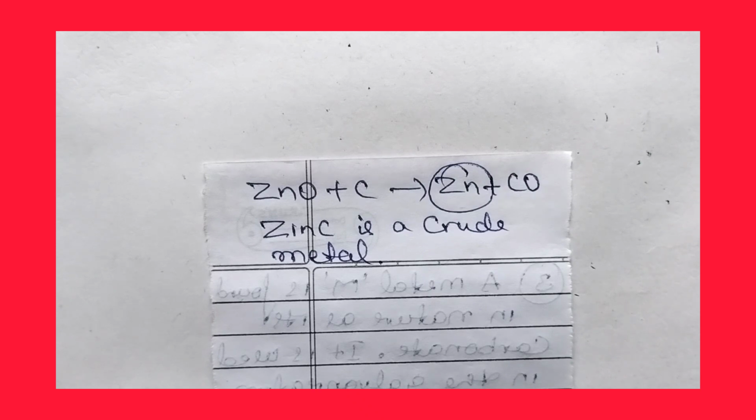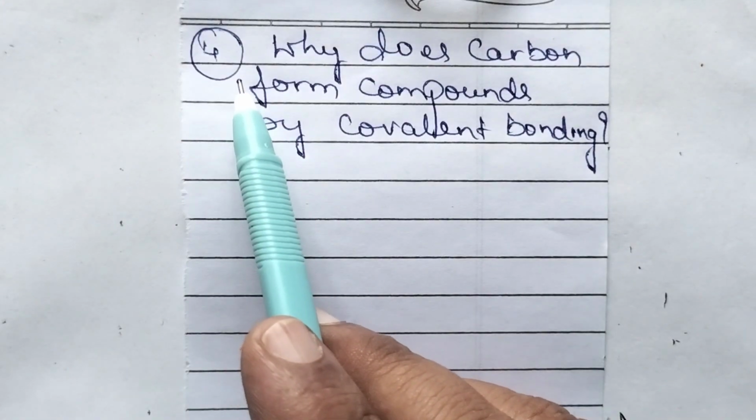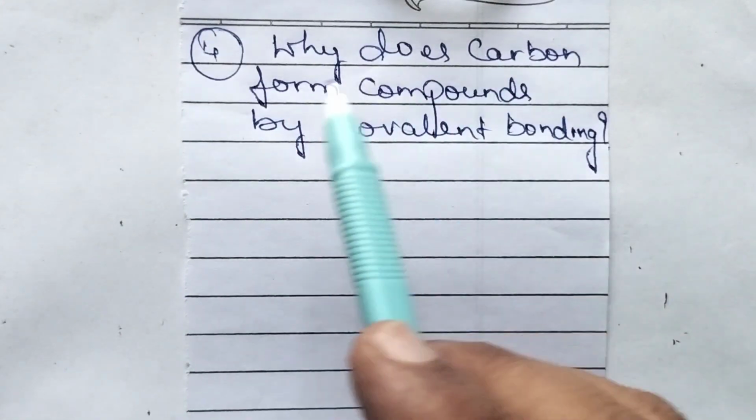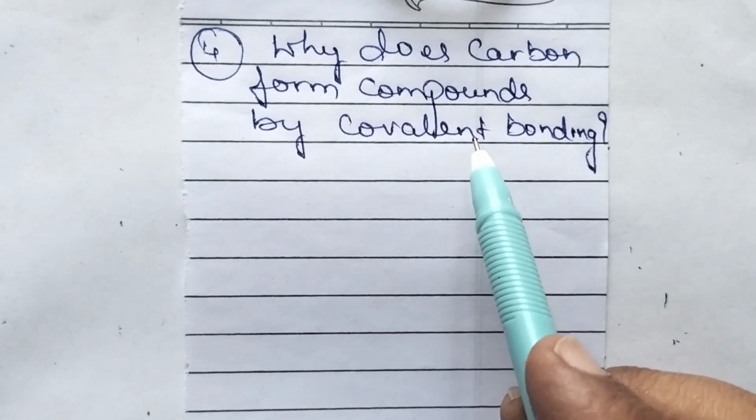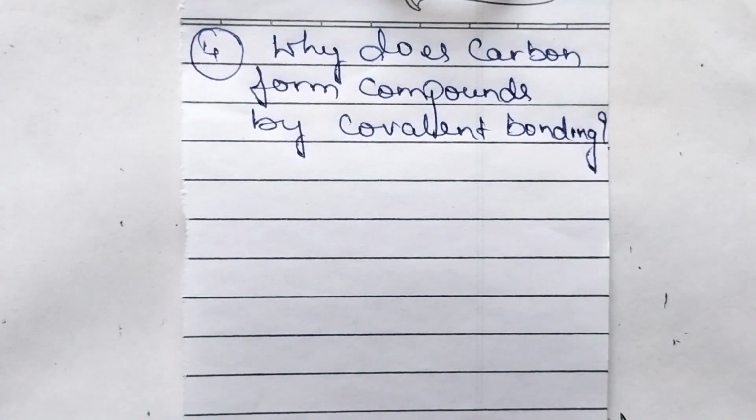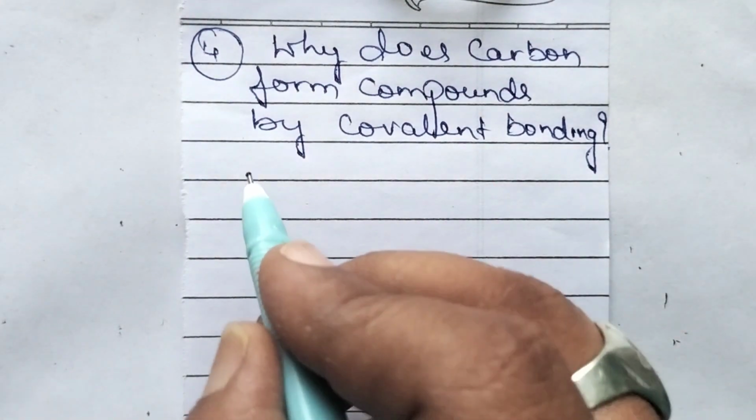So now let us move to question number 4. Why does carbon form compounds by covalent bonding? So now let us answer this question.